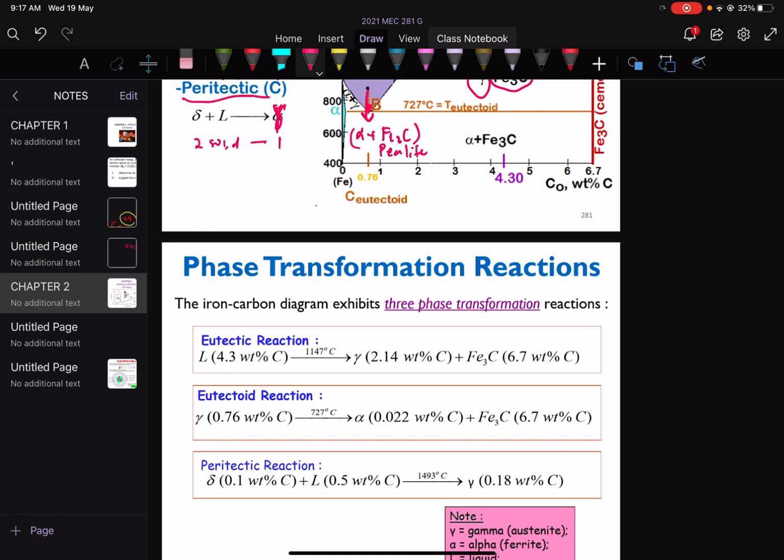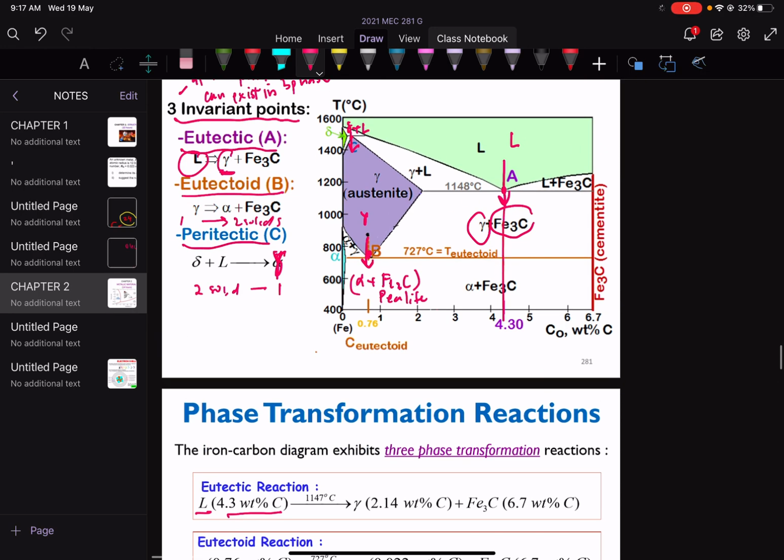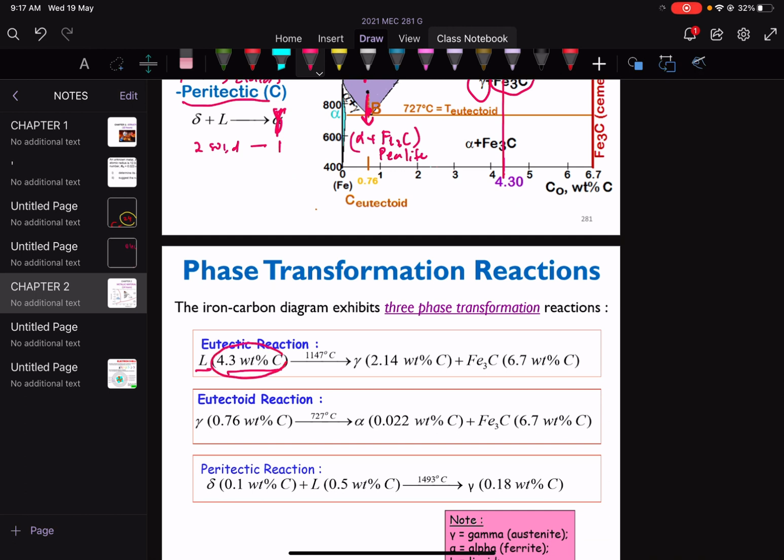The eutectic reaction will be liquid at 4.3 weight% of carbon, and this value will be fixed. It will not change, it must be fixed because this is a fixed phase diagram, which is the phase diagram for iron carbide. If you look at all the values here, they will be fixed. Remember, they will be fixed. So the eutectic reaction, liquid at 4.3 weight% of carbon, transforms into gamma plus cementite. For the eutectoid reaction, it will happen at 0.76 weight% of carbon.